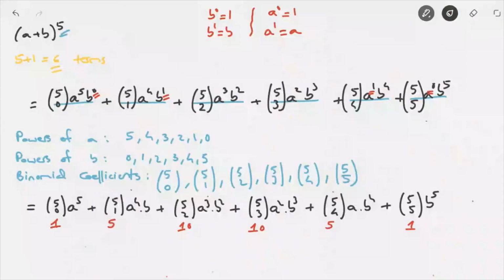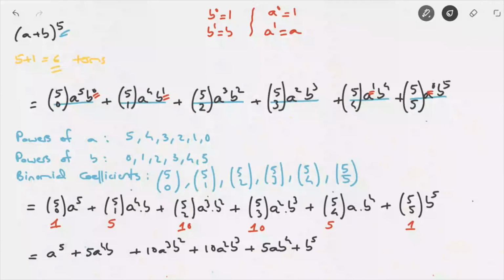So using all of that, we could just go ahead and say, all right, this is equal to a to the power of 5 plus 5a to the power of 4b plus 10a to the power of 3b squared plus 10a to the power of 2b cubed plus 5ab to the power of 4 plus b to the power of 5. And there we go. We've just expanded a plus b raised to the power of 5 without even thinking of sums or sigma notation. All we've done here is use the pattern which always emerges in binomial expansions.